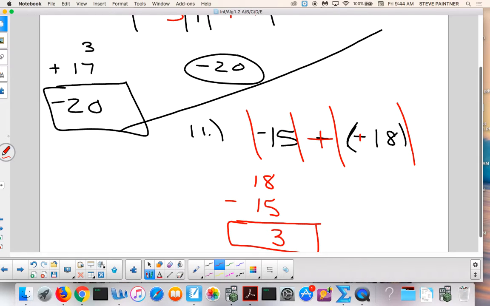You had $18, you had to give mom 15. What do you have left? 3. But it's 3 to the good, right?